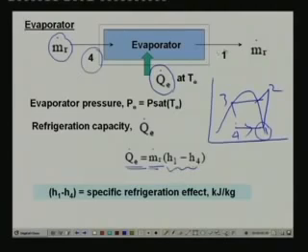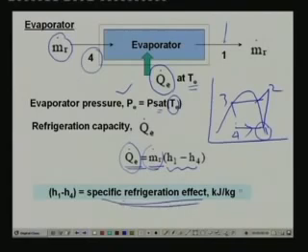Okay, and the pressure at which the evaporator operates is nothing but the saturation pressure corresponding to the evaporator temperature Te. If you know the saturation pressure-temperature characteristics, and if you know the evaporator temperature, you can calculate the evaporator pressure. And if you know the mass flow rate and the enthalpy difference, you can also calculate the refrigeration capacity. Now this parameter H1 minus H4 is known as specific refrigeration effect, and the units are kilojoule per kg.